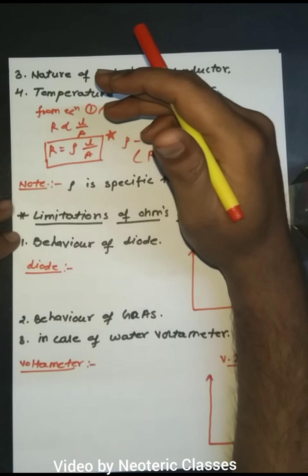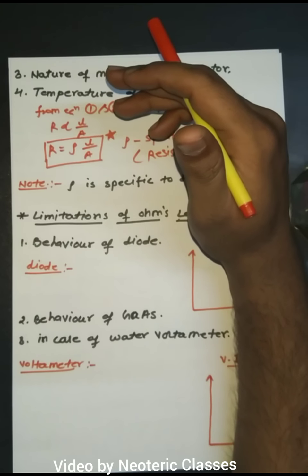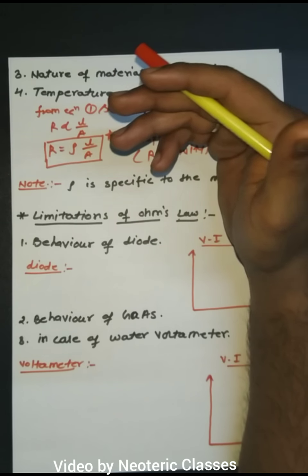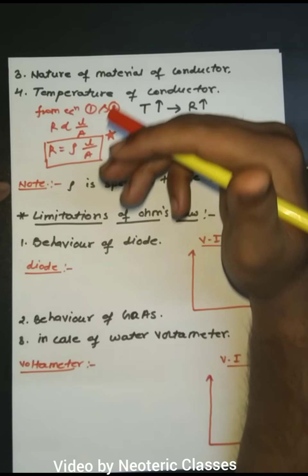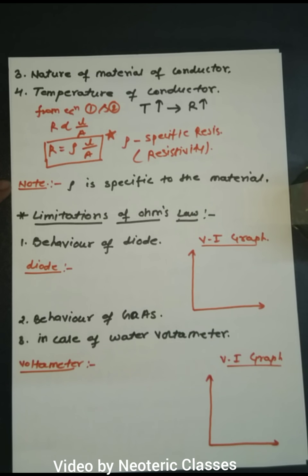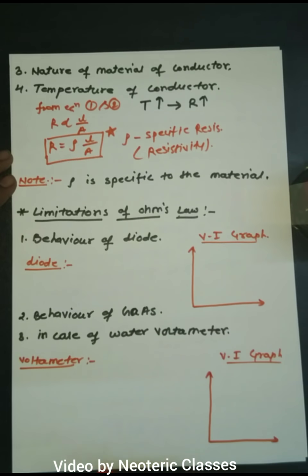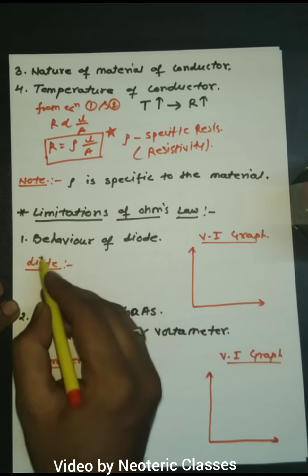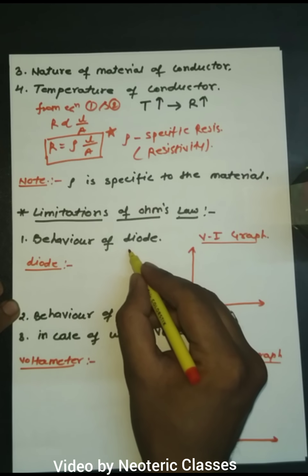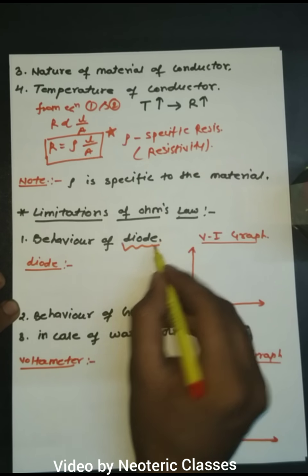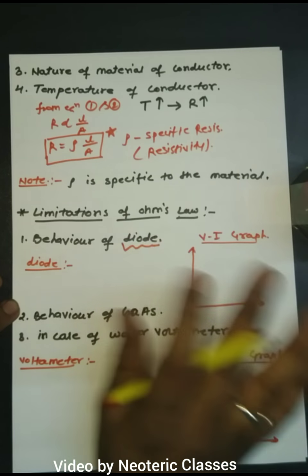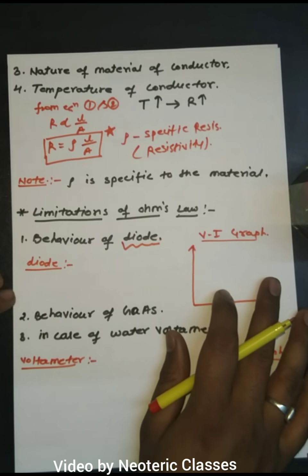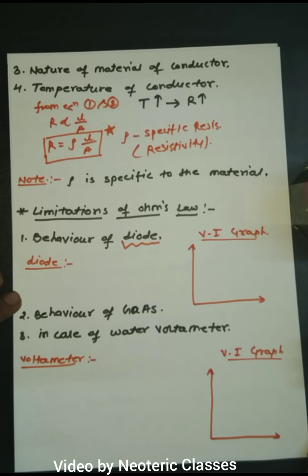Actually, Ohm's law is a complete law, but after that, Ohm's law has some limitations, some drawbacks. So now we have to discuss some drawbacks of Ohm's law. The first limitation is the behavior of diode. This is the first time you are hearing the word diode, and there is no need to think much about it. A diode has unidirectional current flow.